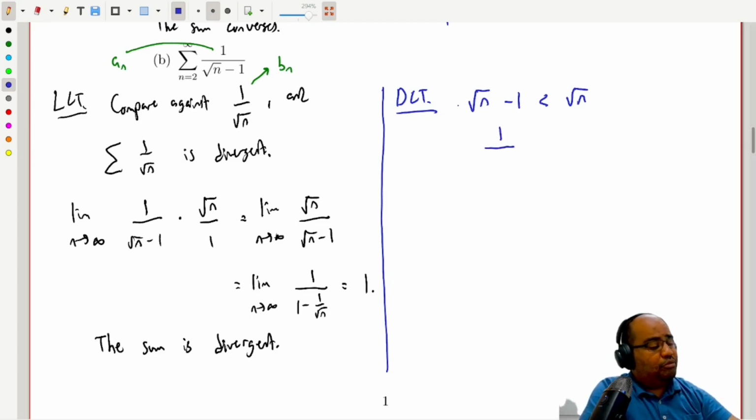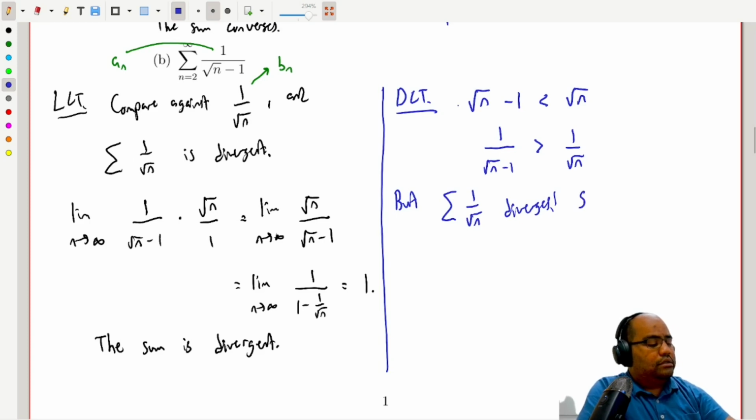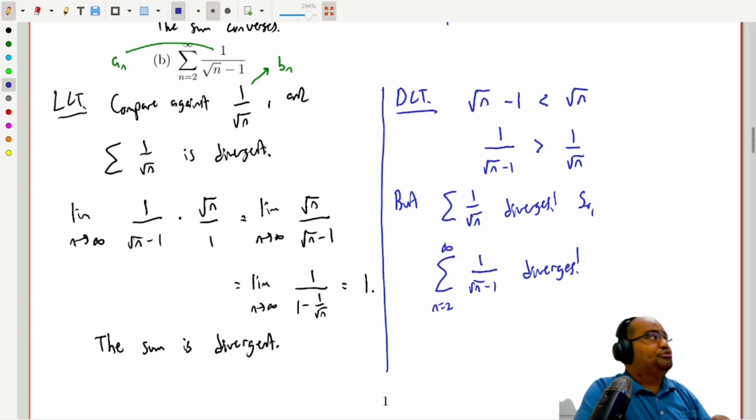Now again, we take reciprocals. I have square root of n minus 1 in our denominator. That's going to be bigger than 1 over square root of n. Now remember, 1 over square root of n is our reference series. But we know by the p-series test that this thing diverges. So the mystery sum diverges as well. And again, this is the sum from n equals 2 to infinity.